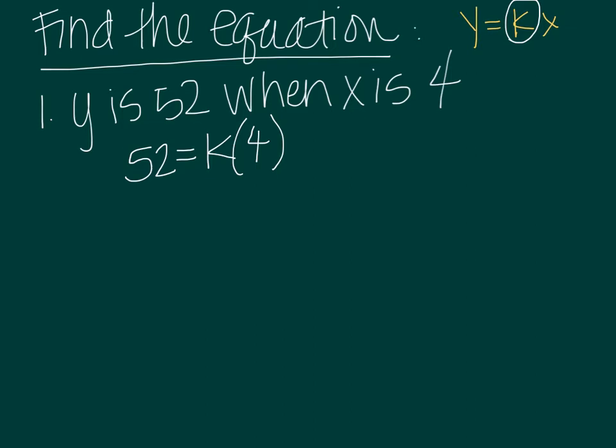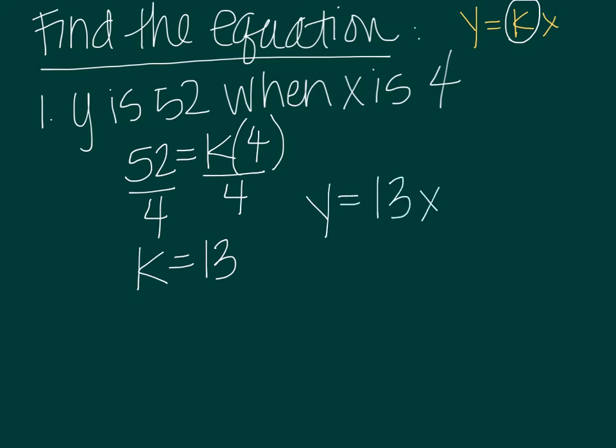Now I just want to solve for k, so I'm going to use the inverse operation and divide both sides by 4. And you end up getting k equals 13. So all I'm going to do is say y equals 13x. That's my equation there.